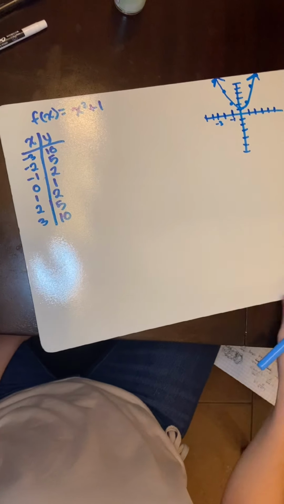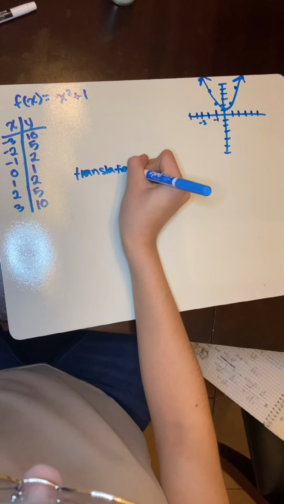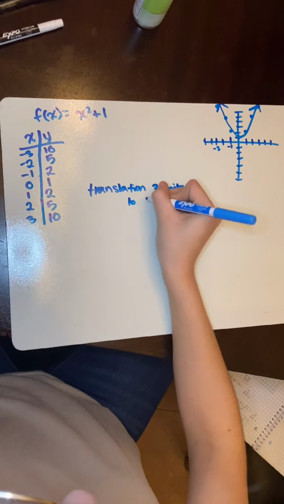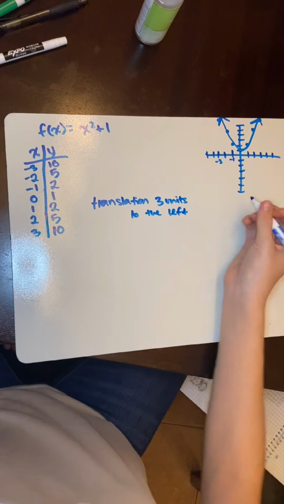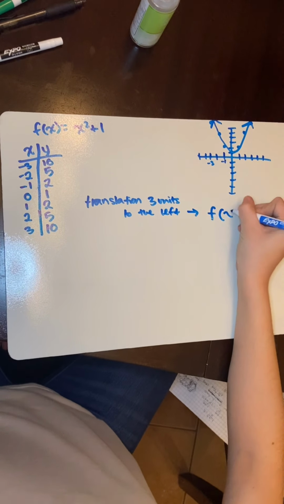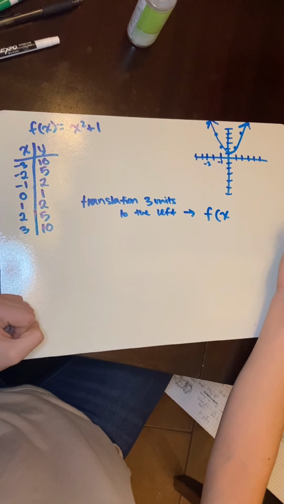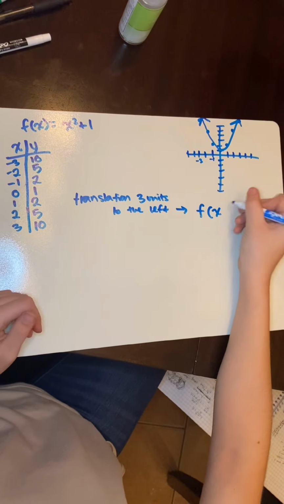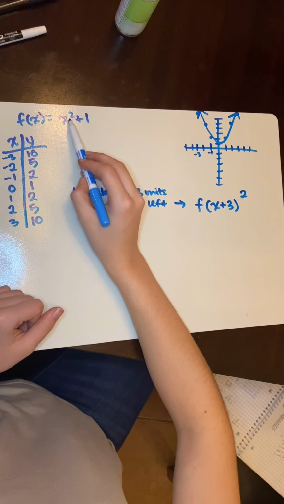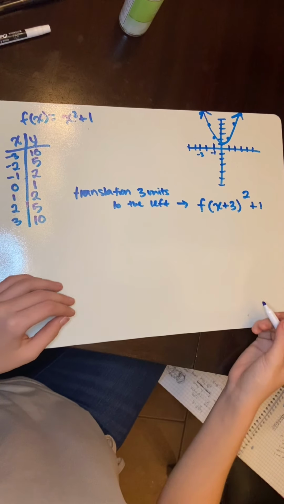So we are told that the translation will be of 3 units to the left, which will give us f of x plus 3. Since it's always the opposite, if you're going left, you're going to add 3; if you're going to the right, you're subtracting 3. So in this case, it's plus 3, since it's going to the left, squared to keep the square from the original function, plus 1 to keep the plus 1 from the original function.